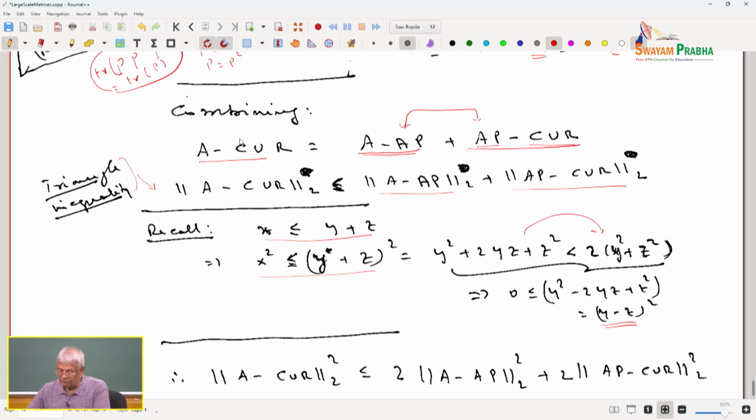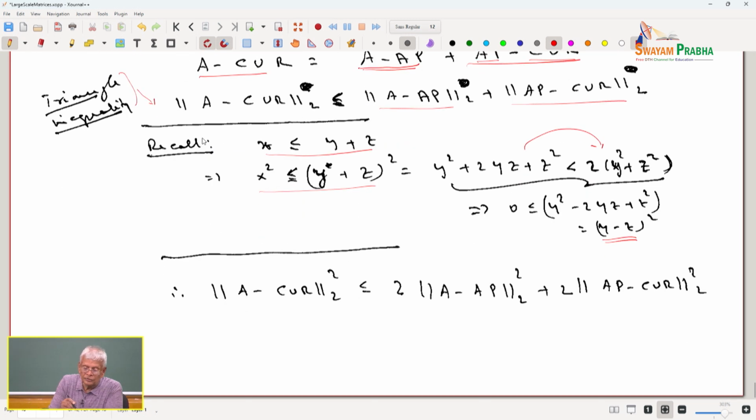So, by applying this argument to this, please understand, this is a scalar, this is a scalar, this is a scalar. You can think of this as x, you can think of this as y, you can think of this as z. So, what is it that we have shown? If x is less than or equal to y plus z, x square is less than or equal to 2 times y square plus z square. So, that is the inequality I am interested in.